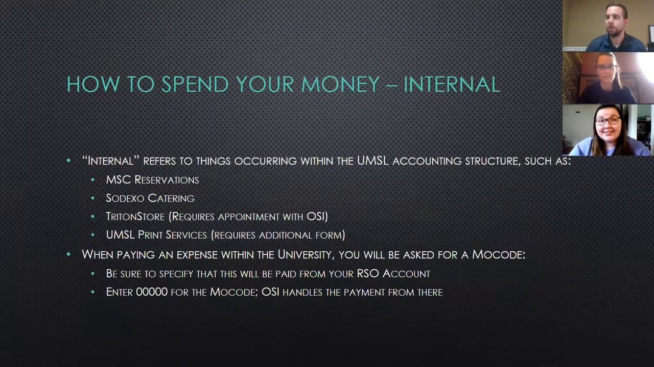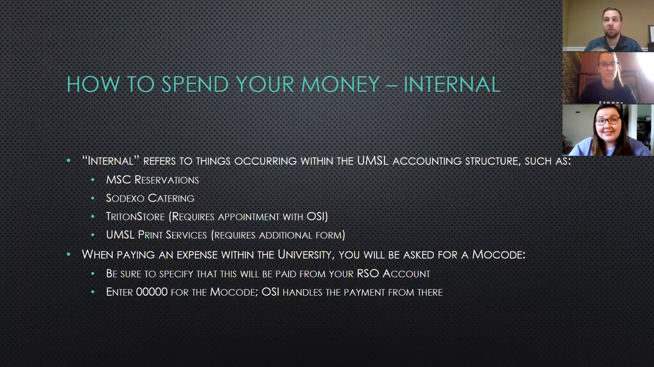All right, so how to spend your money if something is internal to UMSL. What that means is we are paying something that falls within the UMSL accounting structure. Examples are reservations for a space on campus, ordering food through SODEXO, purchasing supplies from the Triton store, or a common one getting more popular, the print shop on campus. If you're getting flyers or handouts printed, you can order that through the print shop. All of those things are internal to the university, which means we can use the university payment process.